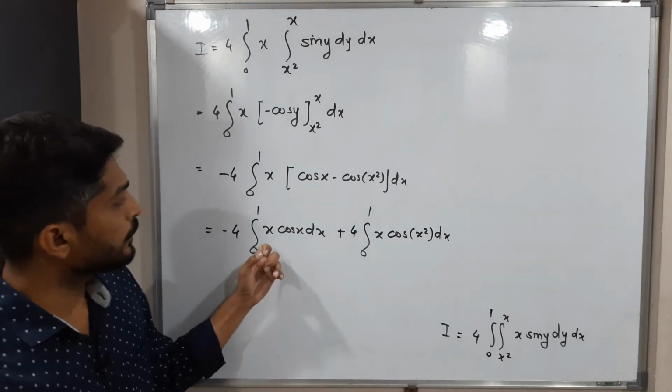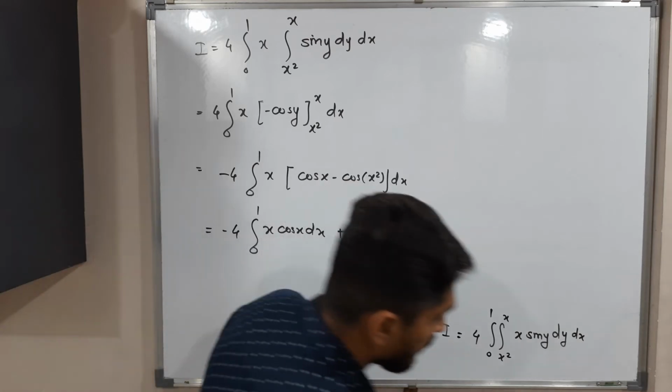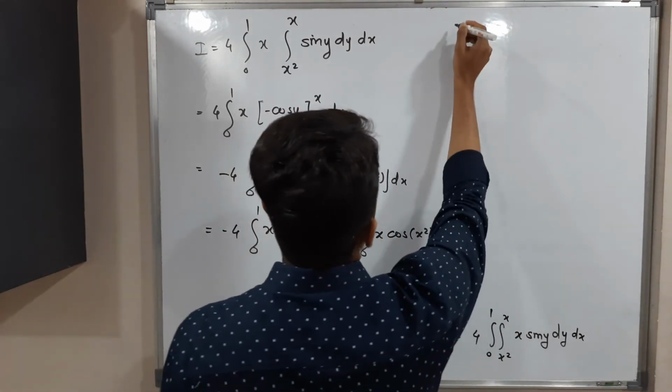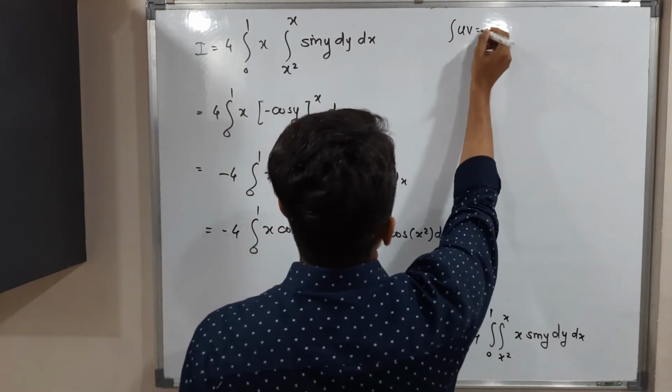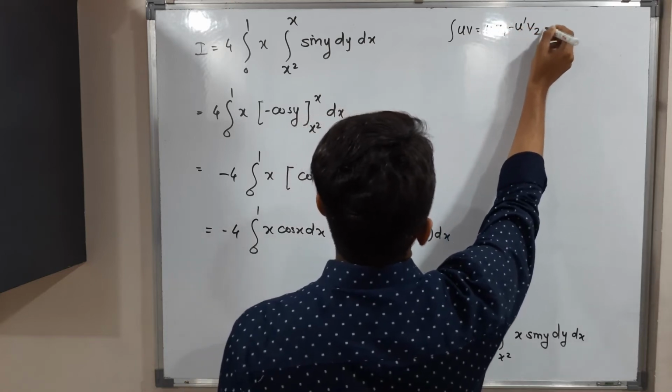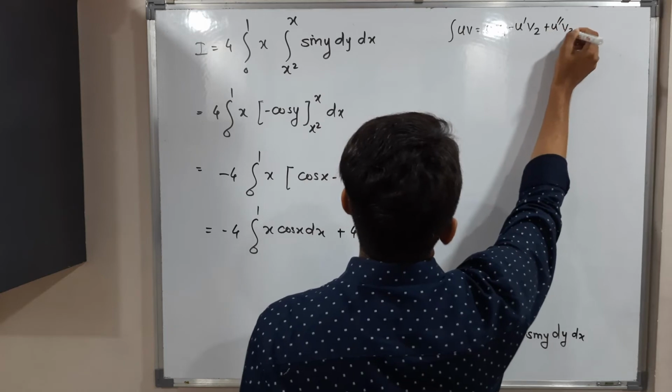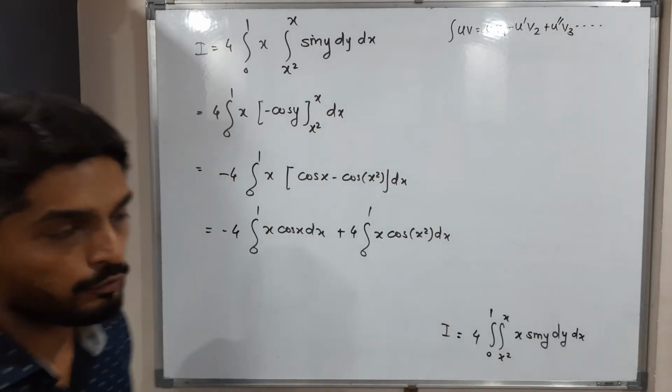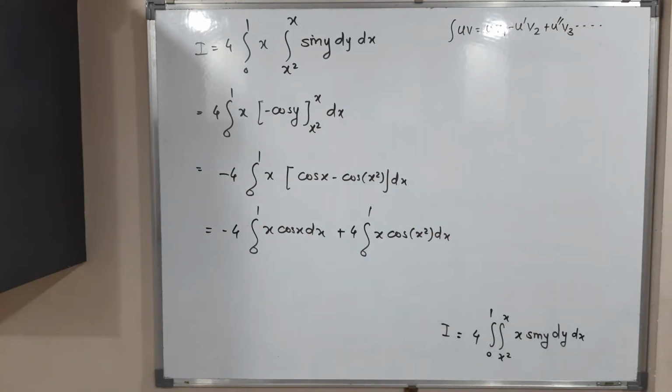Let us see how to solve this integration. We have this formula. If you remember, that formula is integration of uv. That generalized formula is u v1 minus u dash v2 plus u double dash v3 and so on. This formula I'm going to use here. So let us apply that rule.